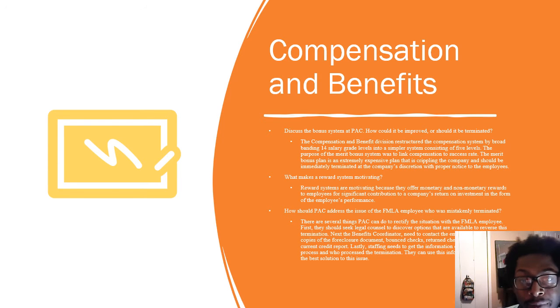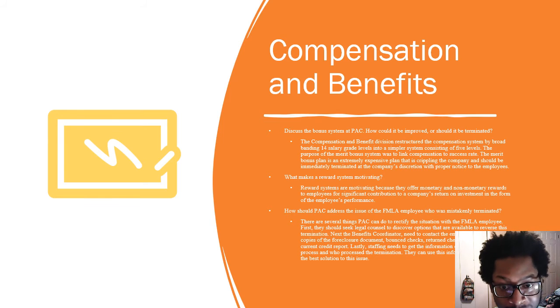Next, we'll go over the compensation and benefits questions. Question number 1, discuss the bonus system at PAC Resource. How could it be improved or should it be terminated? The Compensations and Benefits Division restructured the compensation system by broadbanding 14 salary grade levels into a simpler system consisting of 5 levels. The purpose of the merit bonus system was to link the compensation to the success rate. The merit bonus plan system is an extremely expensive plan that is crippling the company and should be immediately terminated at the company's discretion with proper notice to the employees.